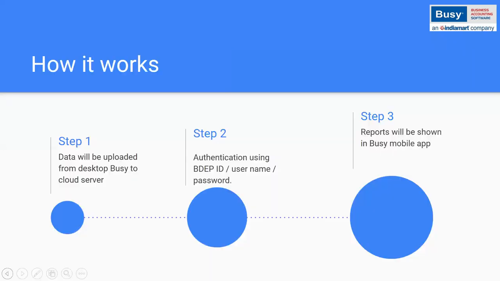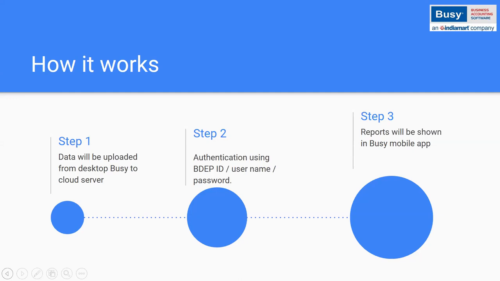How it works? Number one, data will be uploaded from the desktop Busy to the cloud server. This will be the first step. Number two, there will be authentication using the BDAP ID. BDAP you already know, Busy Data Exchange Platform ID that we use for data exchange also, and we are using that for our old mobile app also. So the same BDAP ID will be used. Then the username and password will be asked. Using that, you will be authenticated and you will log into the cloud server using the mobile app.